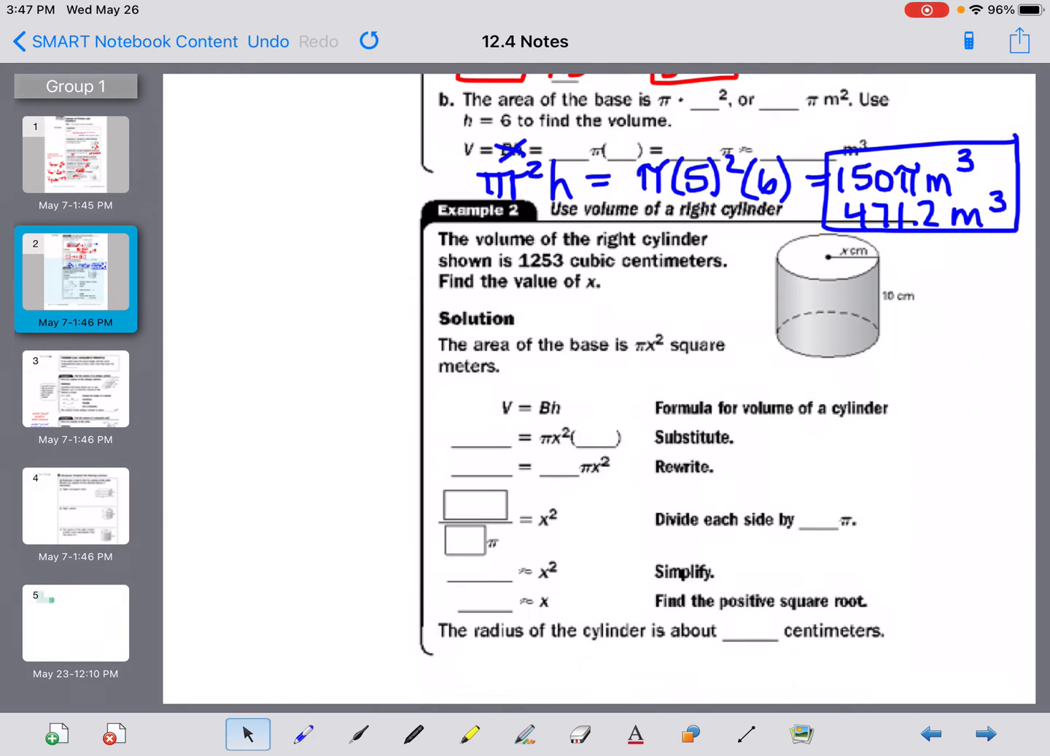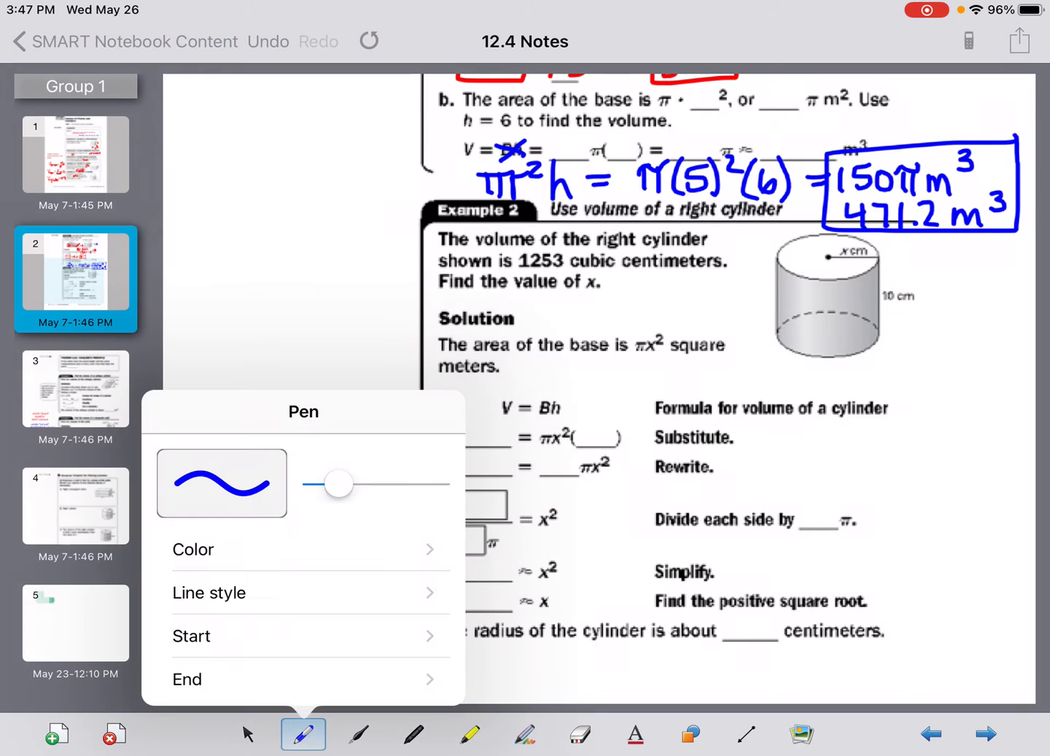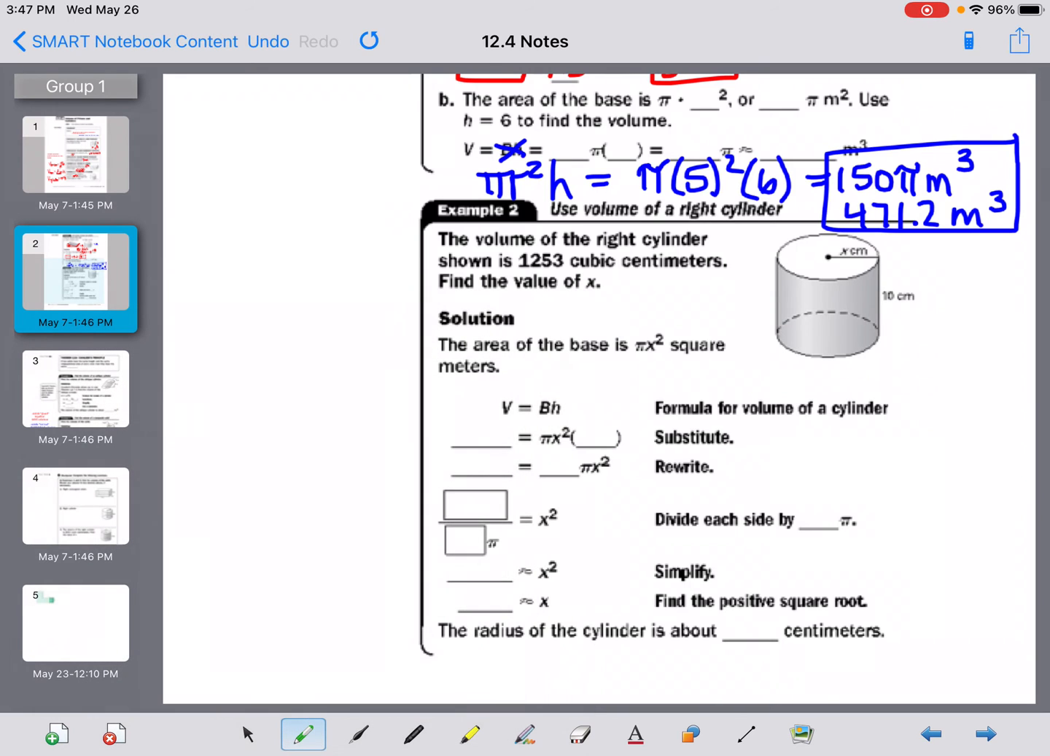All right, working backwards, this one tells us the volume of the right cylinder, and it gives us a number in cubic centimeters. We're trying to find the value of x, which happens to be the radius. Okay, so anytime we're dealing with any of these volume equations, the best thing to start with is the formula. Volume equals big B times h. I'm going to switch it, though, because it's a cylinder. I'm going to say volume equals pi r squared h. I would rather all cylinders get the pi r squared h so that you don't get confused on them.